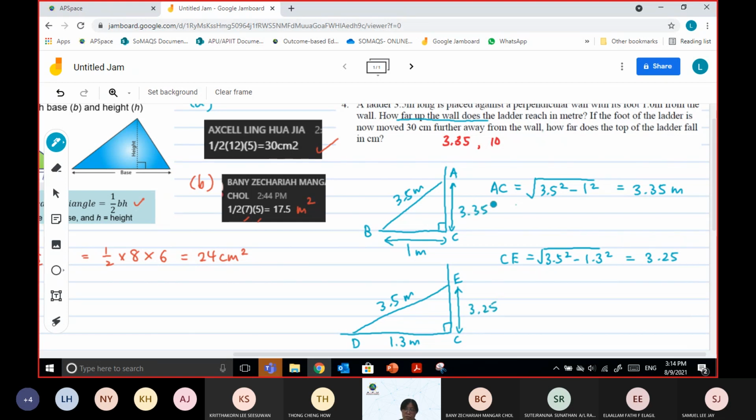Previously it was 3.35. So they ask how far the top falls. That means it's 3.35 minus 3.25, and then you get 0.1 meter, right? Meter, but the question asks for cm. You have to be careful. So that means 0.1 meter is 10 cm. Okay, so is number 4 clear?